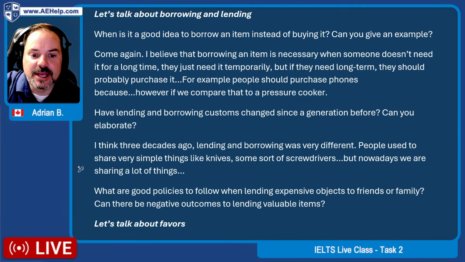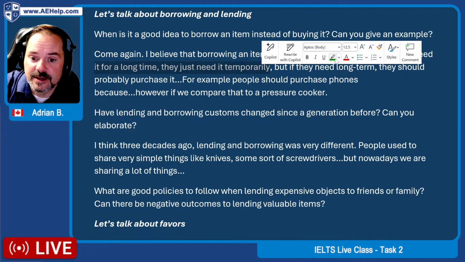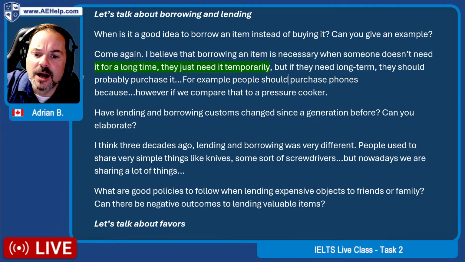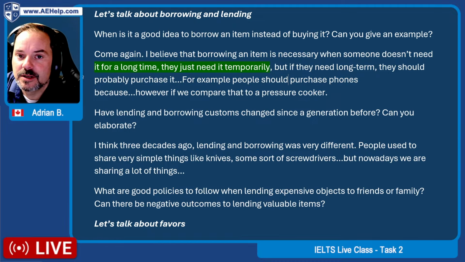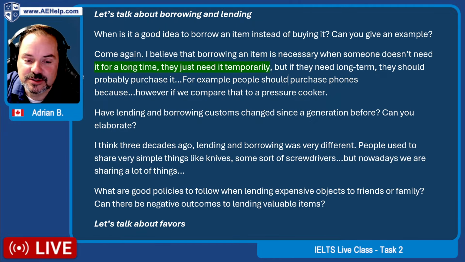Okay, so you said come again. You said, I believe that borrowing an item is necessary when someone doesn't need it for a long time. They just need it temporarily. That was very nice English. That piece was very nice. You kind of focused. I thought it was very simple. Simple is beautiful when it's well said. When simple is well said and well used, it's going to get high band scores, no doubt.